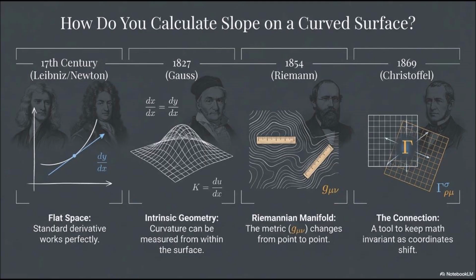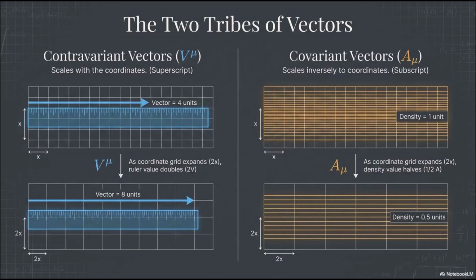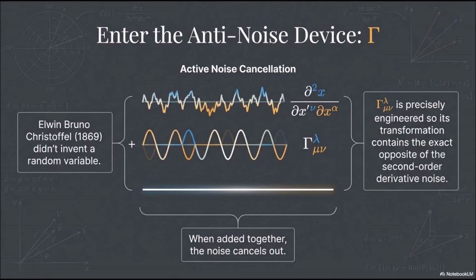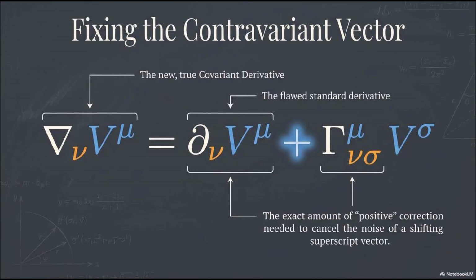Let's hear the final noise term. This is the result of the standard derivative undergoing a coordinate transformation. The final expanded term equals the partial derivative of x′^μ with respect to x^ν times the partial derivative of v^α with respect to x^β, plus v^α times the second partial derivative of x′^μ with respect to x′^ν and x^α.